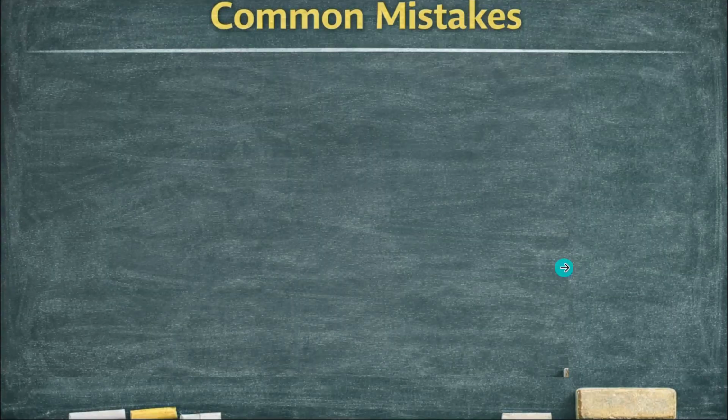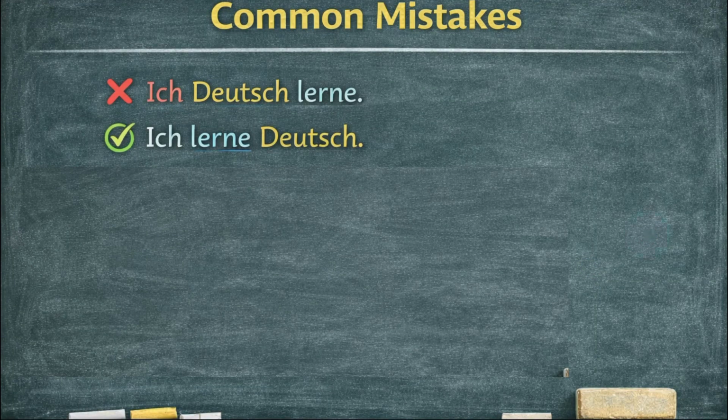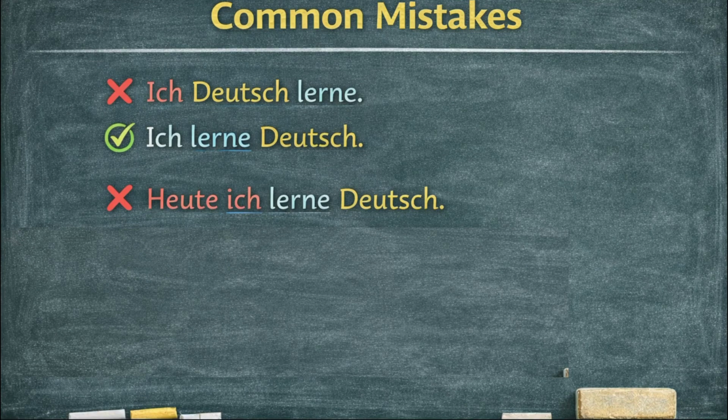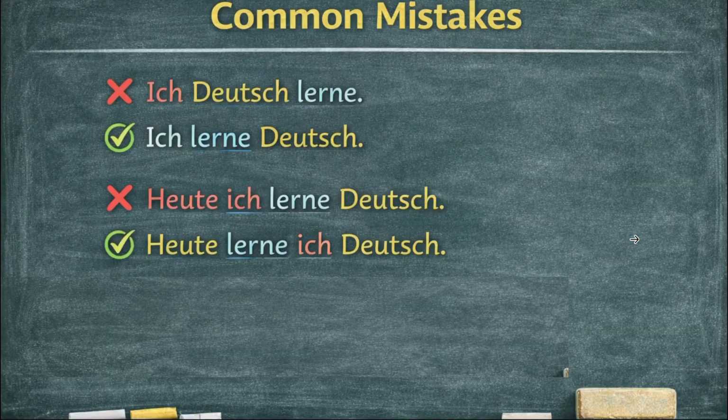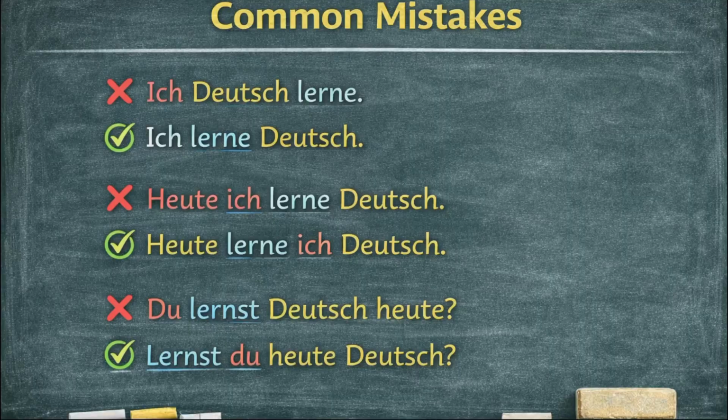Common mistakes that beginners do. Ich Deutsch lerne instead of ich lerne Deutsch. Heute ich lerne Deutsch. That is direct translation from English. Today I am learning German. Heute ich lerne Deutsch, instead of heute lerne ich Deutsch. Du lernst Deutsch heute. Are you learning German today? It is supposed to be lernst du heute Deutsch? Lernst du heute Deutsch? Are you learning German today?